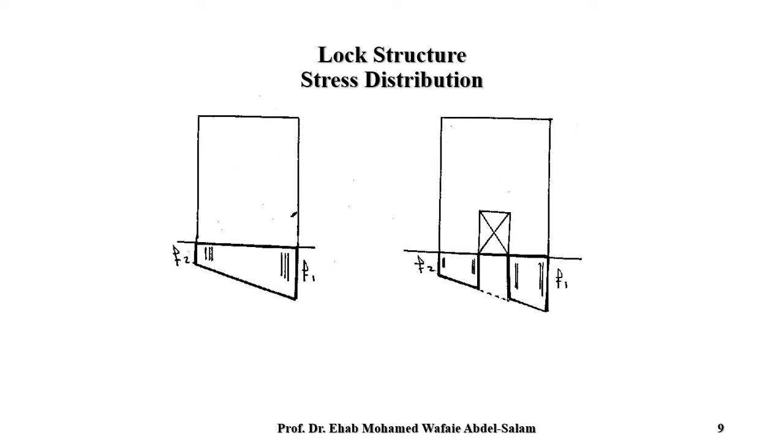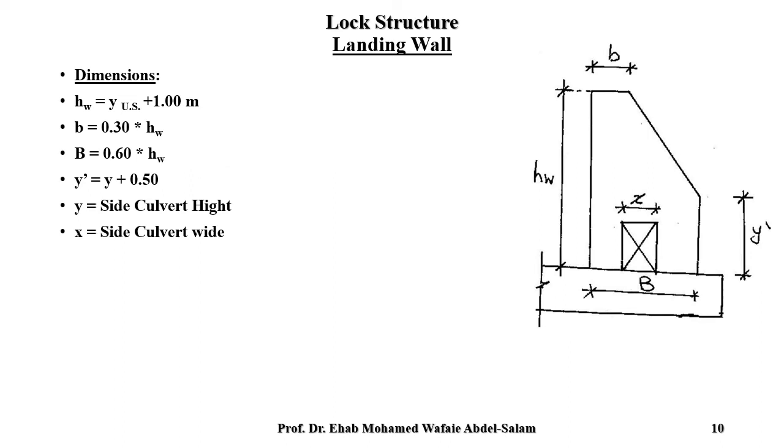Landing wall. We make dimensions for small h, the height, small b, the width in the upper part, small b, the width in the lower part, y dash, it appears, something like that. Y is the side culvert height, x is the side culvert width.